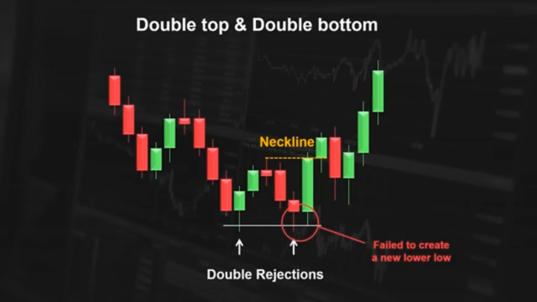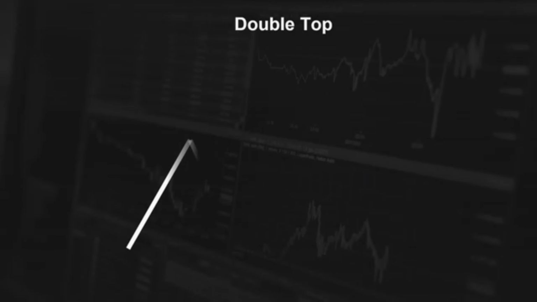Third entry. Traders typically enter long when the price closes above the neckline. Stop loss. Below the second bottom to avoid false breakouts. Profit target. Measure the height between the bottoms and the neckline, then project it upward from the breakout point.